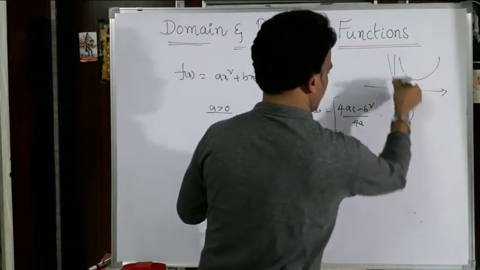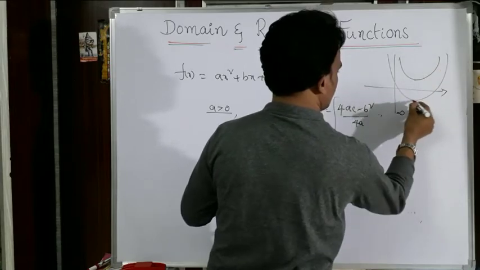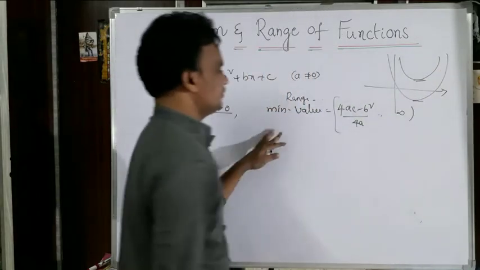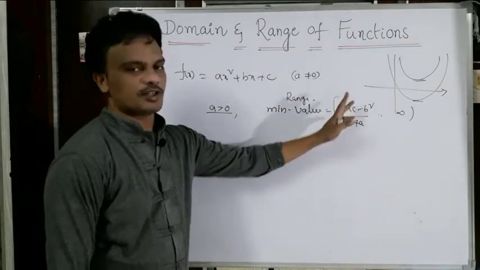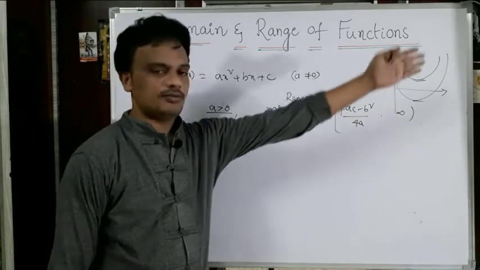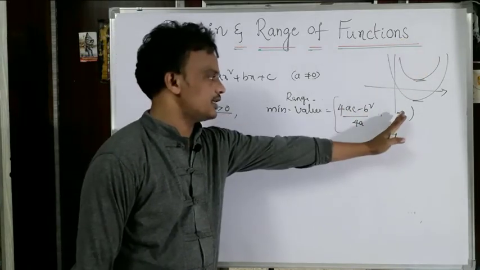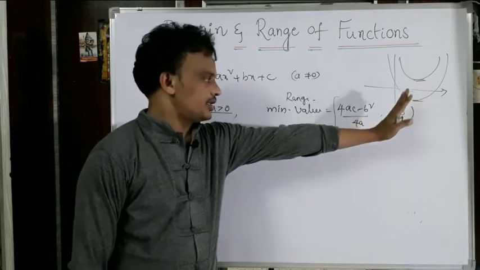It may be like this or it may be like this, right? So this is the minimum value. Which value is it? 4ac minus b square by 4a. Yes, then the maximum value we can get something else. It is up to infinity.